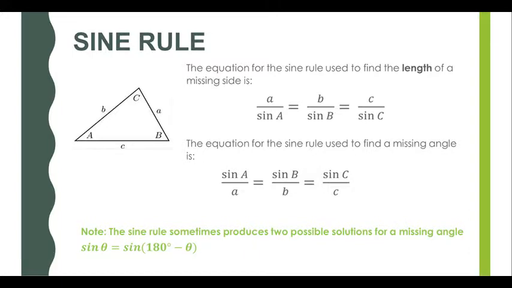Given a triangle, like the one pictured, we can use the sine rule to find the length of a missing side or a missing angle using the formula shown. Sometimes the sine rule can produce two solutions for a missing angle, one of them obtuse and one of them acute, so we need to make sure that we always get the acute angle.